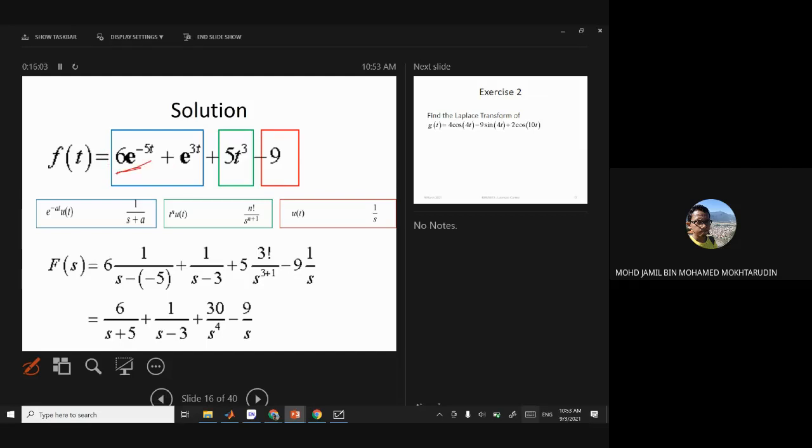So here 6e minus 5t becomes 6 times 1 over s plus 5. E power of 3t then becomes 1 over s minus 3. Okay, so this is minus, then here becomes plus. So if this is positive, then here becomes negative. Okay. And then 5t cubed. So you use this formula, n factorial divided by s power of n plus 1. So n equals 3. So you get s power of 4. So n factorial, so 3 factorial times 5. So you get 30. And then lastly, 9 here, a constant. So a constant you just multiply with 1 over s. Okay, so you do it one by one, okay?